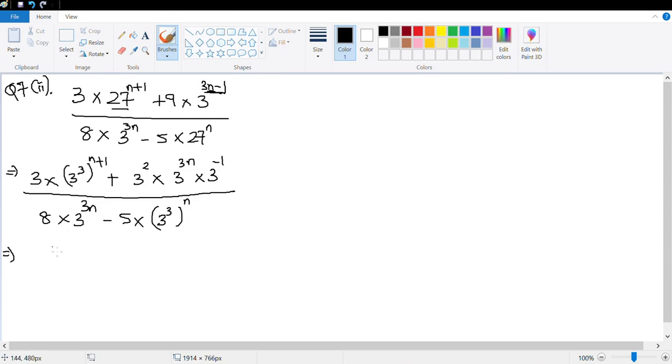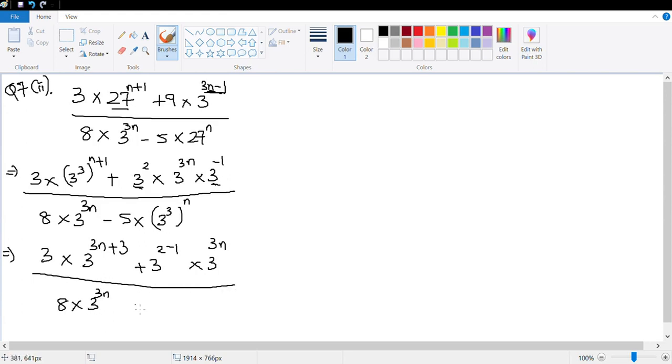So now let's open these brackets. I have 3 into 3 to the power 3n plus 3, plus 3 square. If I take these two together, this is 3 to the power 2 minus 1 multiplied with 3 to the power 3n, upon 8 into 3 to the power 3n minus 5 into 3 to the power 3n. Again I notice that there is 3n in denominator term 1 and term 2. Again in the numerator I have 3 to the power 3n. So let me just convert this: 3 into 3 to the power 3n multiplied with 3 to the power 3, plus 3 to the power 2 minus 1, which is 3 multiplied with 3 to the power 3n.